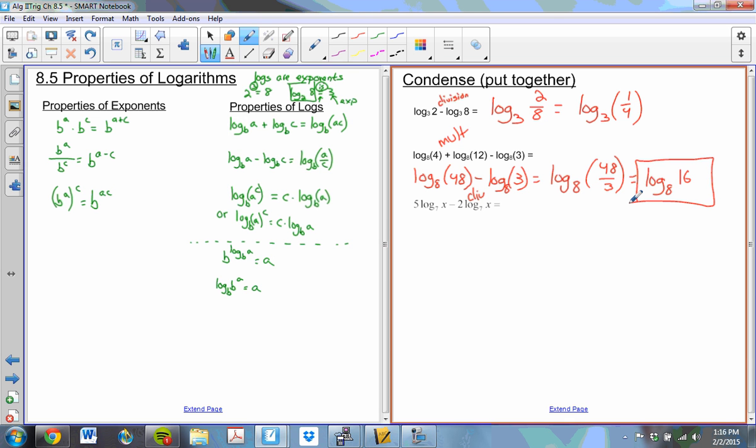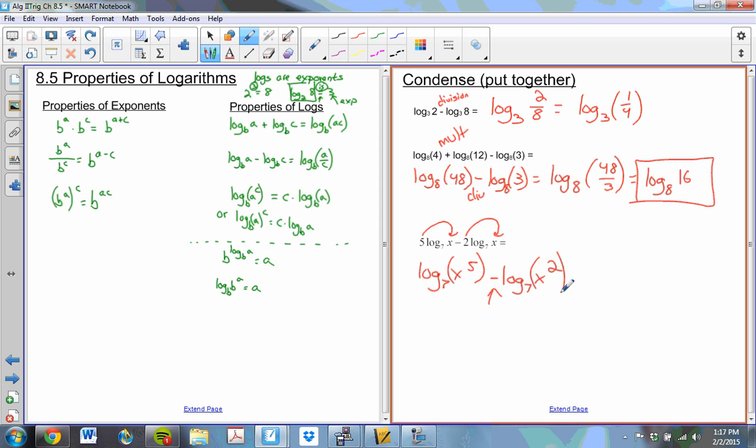Okay, now these coefficients come up top as powers. So this 5 comes up here as a power of x, and this 2 comes up as a power of x. You can think of it as being a 2 or a negative 2. It works out the same either way, and I'll show you what I mean. This becomes log base 7 of x to the 5th, minus log base 7 of x squared. So I'm going to keep this negative here and just pull the 2 out.